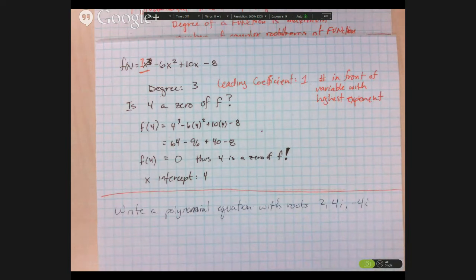Okay, here's your next one. We're going to write a polynomial with the roots of 2, 4i, and negative 4i. Right? Okay, what degree is this going to be? How many roots are there? I have 2, 3, 4. 3. Okay, it's 3 because there are 3 roots. Degree 3, right? Glad we get past that.